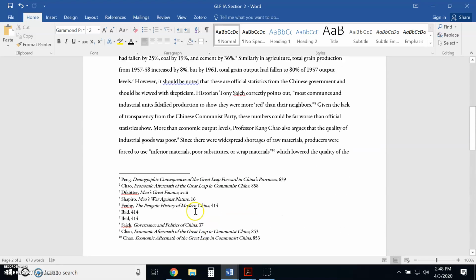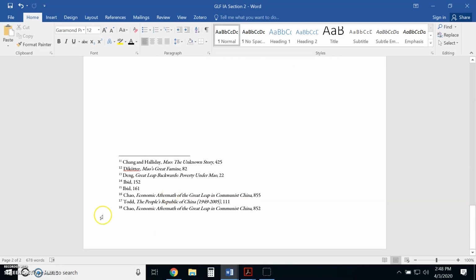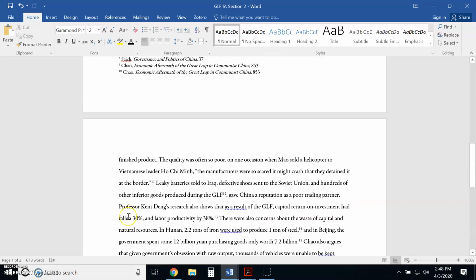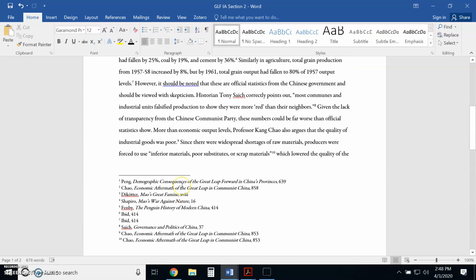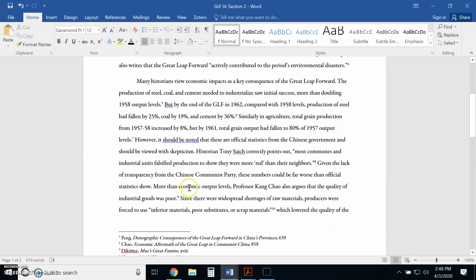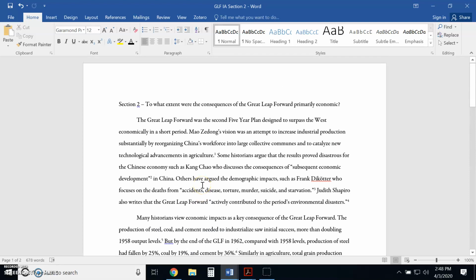So there's a few things to note in here, right? I'm not necessarily saying that you have to have 18 citations per paragraph, but the general rule is the more citations, the better. If you are struggling to come up with content, just understand that your question isn't and shouldn't be a yes/no. It shouldn't be yes, it was economic, no, it wasn't economic.